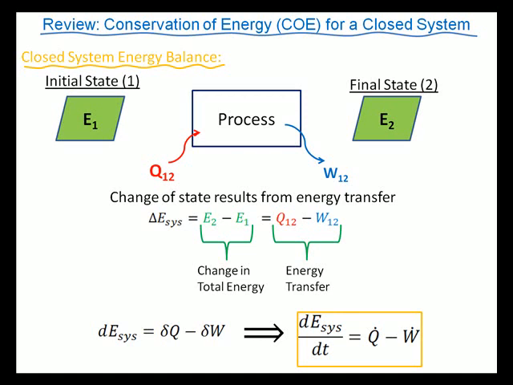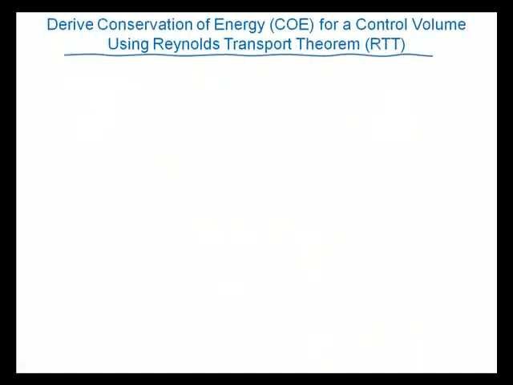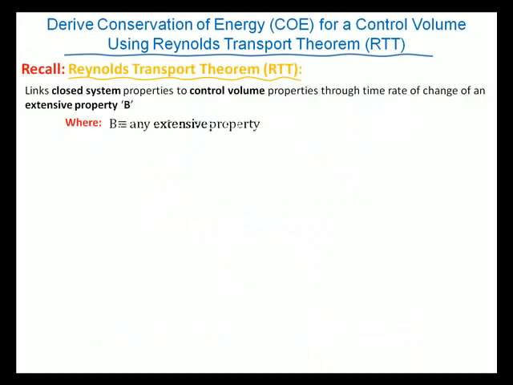So now let's derive conservation of energy for a control volume using Reynolds transport theorem. Let's review Reynolds transport theorem first and recall that it links closed system properties to control volume properties through the time rate of change of some extensive property B. B is any extensive property. Recall that an extensive property is a property that is dependent upon the mass or size of the system. If I want to make it intensive and thereby independent of the mass or size of the system, I simply divide that extensive property by the mass, and that gives me a specific property, which by definition is intensive.